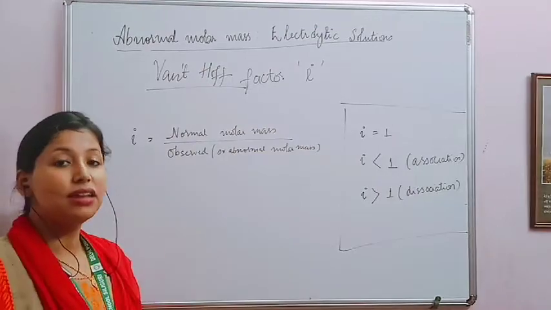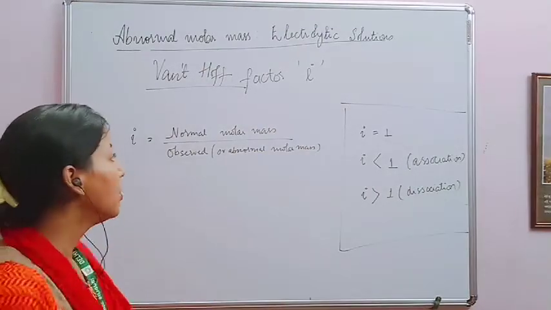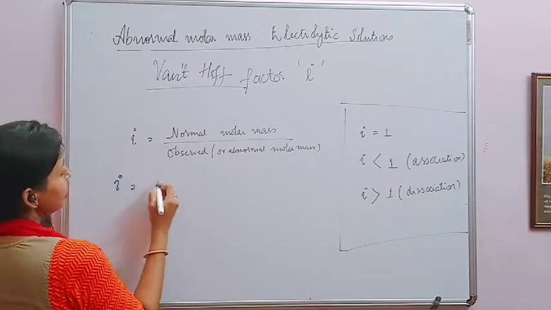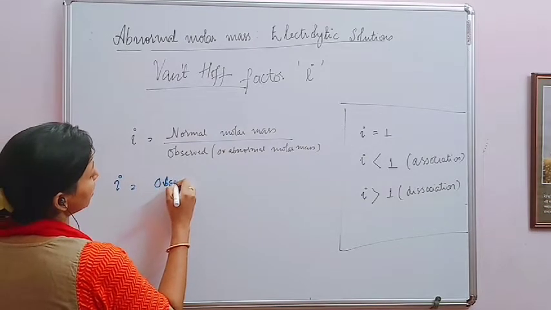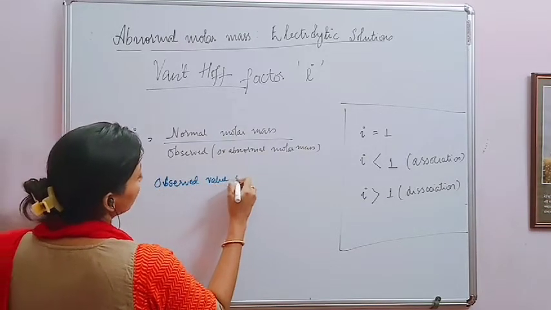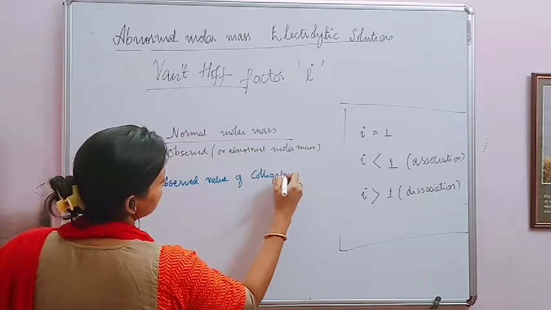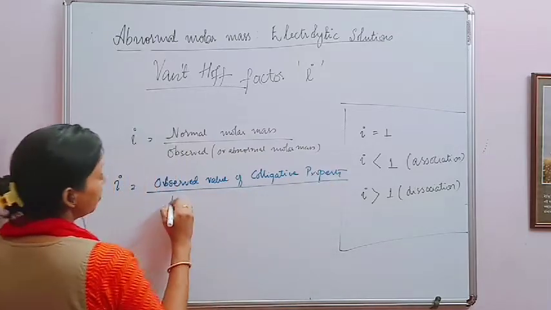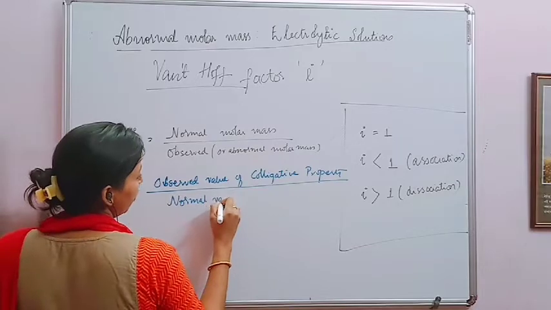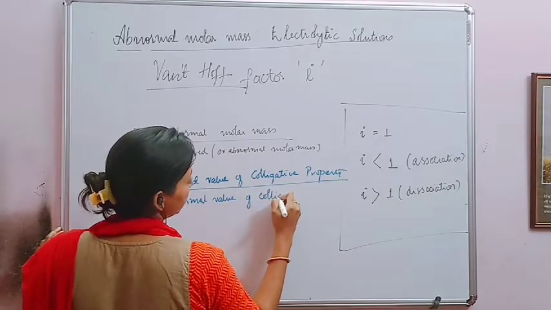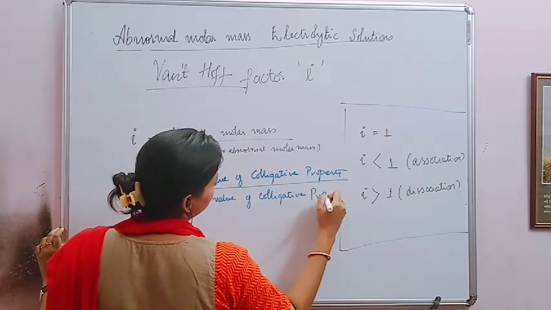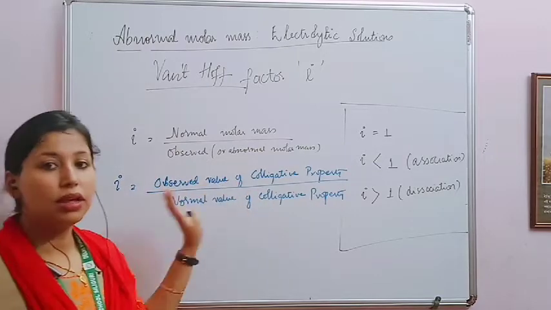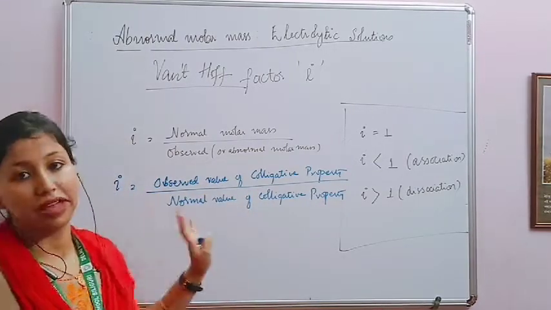Now, we can extend the Van't Hoff factor to colligative properties also. We know that molar masses and colligative properties are inversely proportional. So, i will be the observed value of colligative property by the normal value of colligative property. This is the formula for colligative property with the Van't Hoff factor.